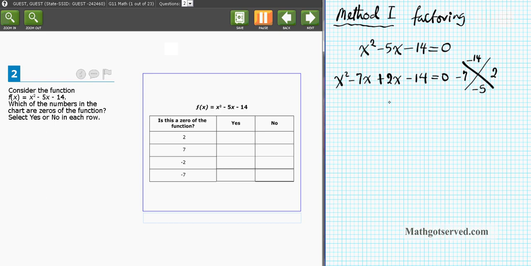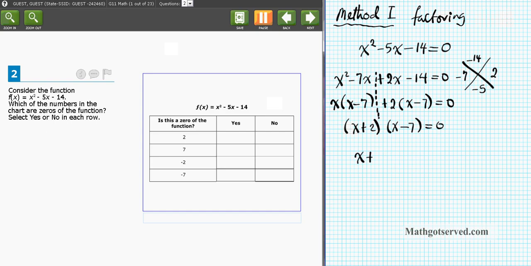All right? So partition it down the center and factor by grouping. From the first two, I'll take out an x. I'll be left with x minus 7. And then bring down the sign positive, take out a 2 from the last two, be left with x minus 7 equals 0. Okay? Now, to factor by grouping, you're going to have x plus 2 times x minus 7 equals 0.